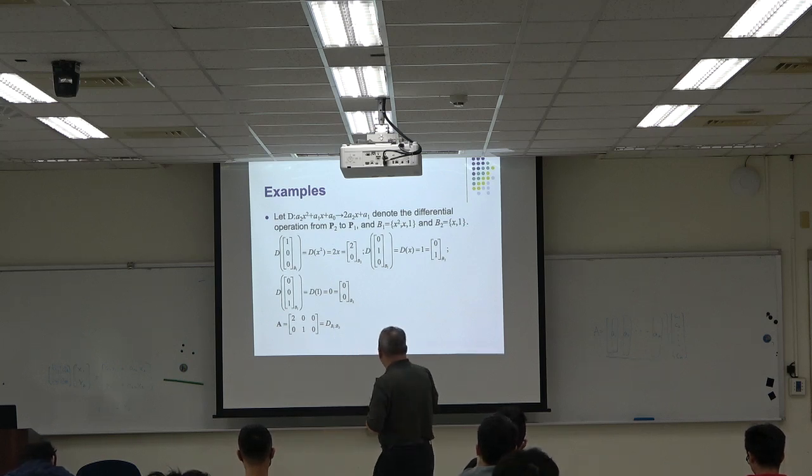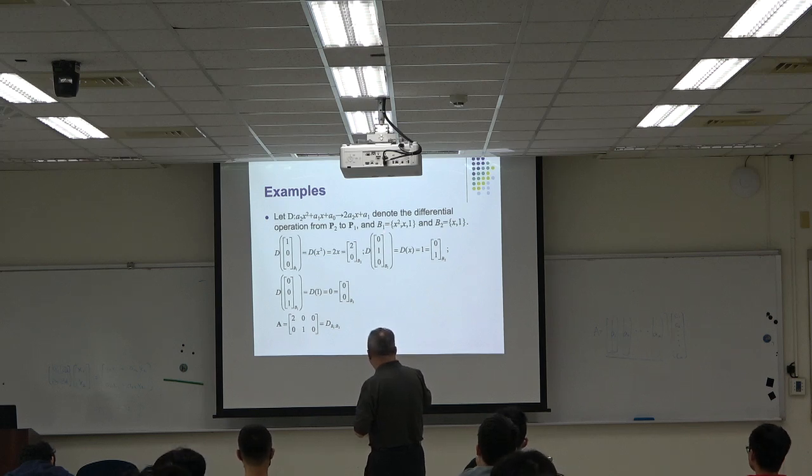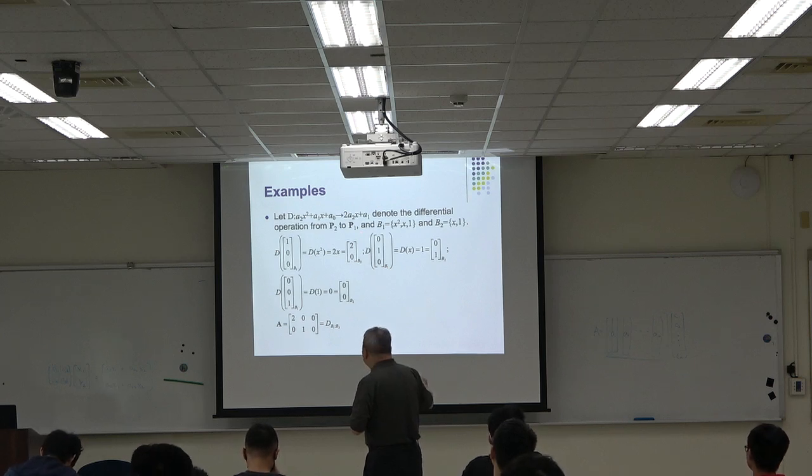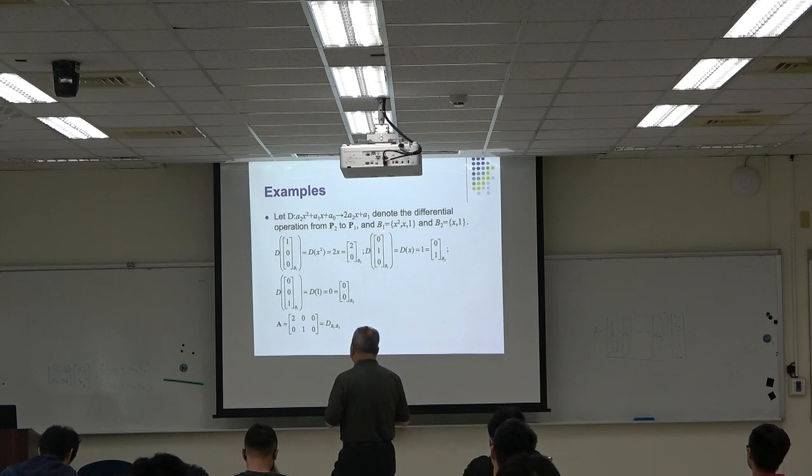And B1 obviously can be the basis for P2, right? Any polynomial of order 2 or less can be represented by a linear combination of B1, right? Similarly, any polynomial of order 1 or lower can be represented as a linear combination of B2, right? So now let's do it this way, okay?